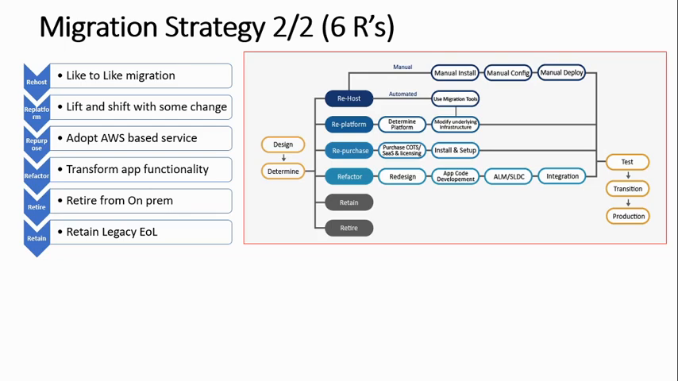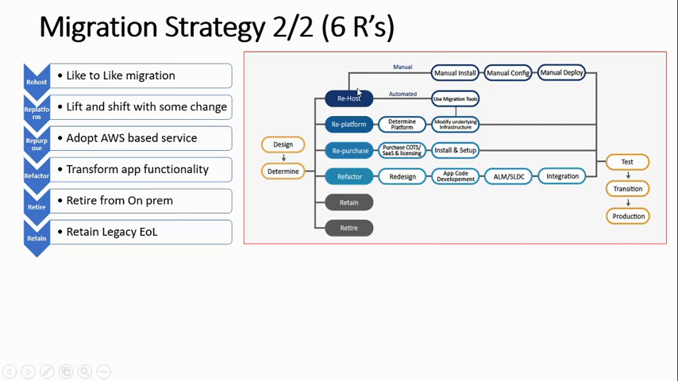Retire means you are retiring something on-prem that you're not even using. And retain is when you have a very legacy application and you don't find that moving to the cloud would be helpful. So you retain that on-prem until end of life. Once it is retired, then maybe you will refactor something into your cloud.